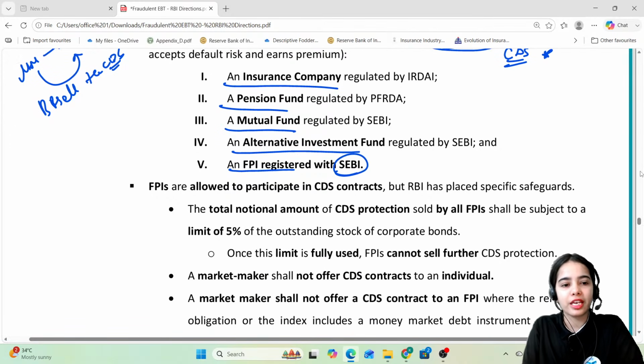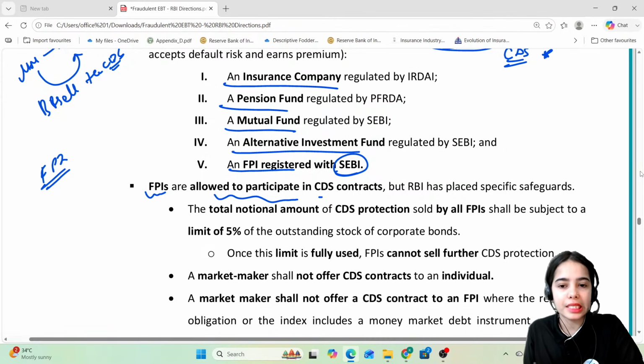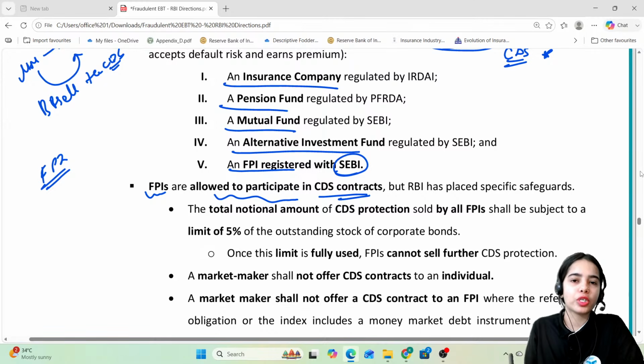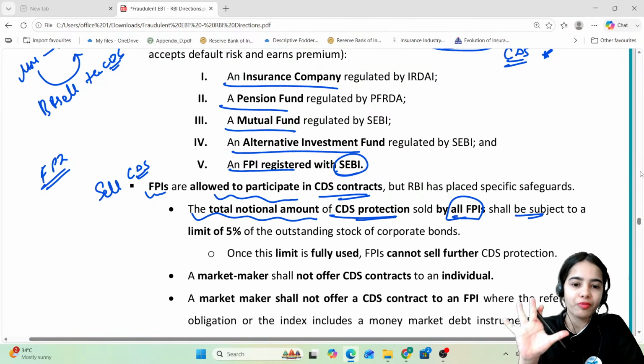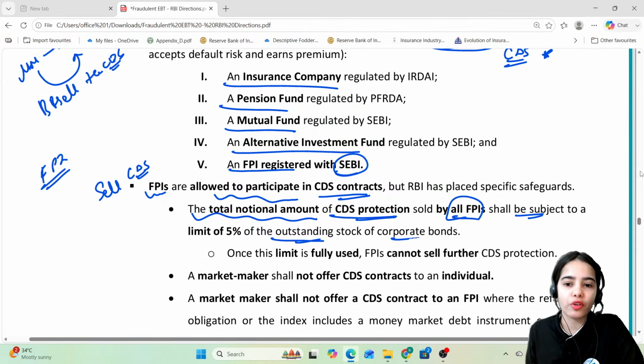Now when there is the FPI, foreign portfolio investor, involved, they are allowed to participate in the CDS contracts. In the credit default swap contracts, they are allowed to sell the credit default swap protection. So the total notional amount of credit default swap protection that can be sold by all FPIs shall be subject to a limit of 5% of the outstanding stock of corporate bonds.